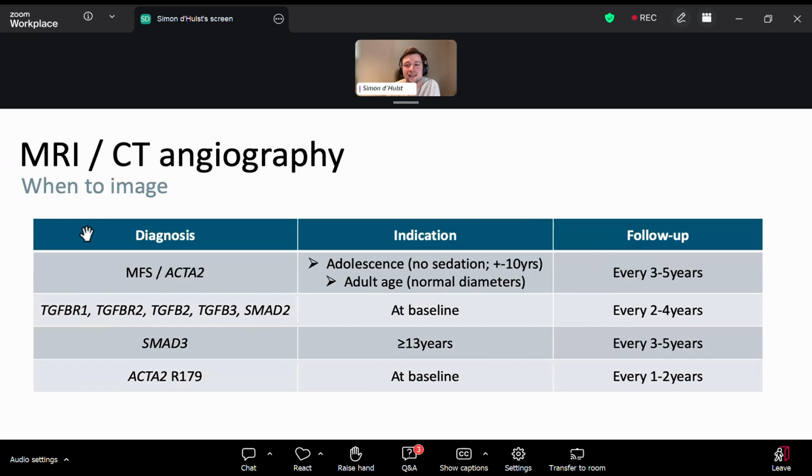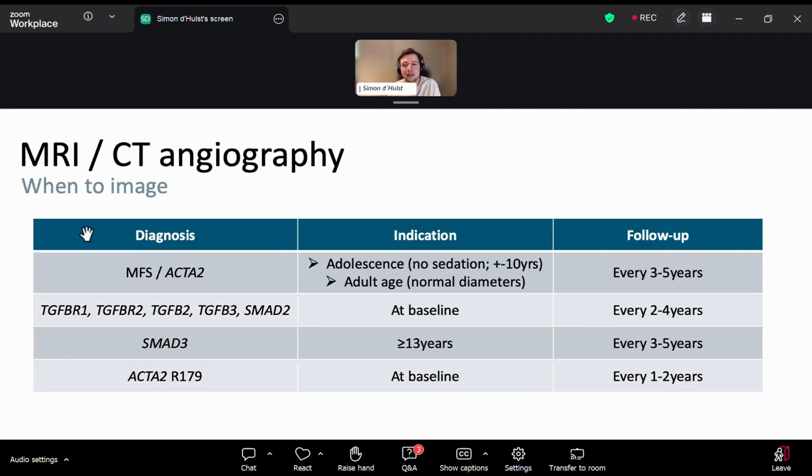The extent and timing of imaging depend on the underlying diagnosis, of course, and risk profile specifically. In lower risk patients, imaging can often be deferred until adolescence, or in case of normal diameters, even until adulthood. In this way, we can prevent unnecessary sedation, which is often required in very young children. Higher risk conditions require imaging at baseline, but again, this is usually modified depending on risk factors.